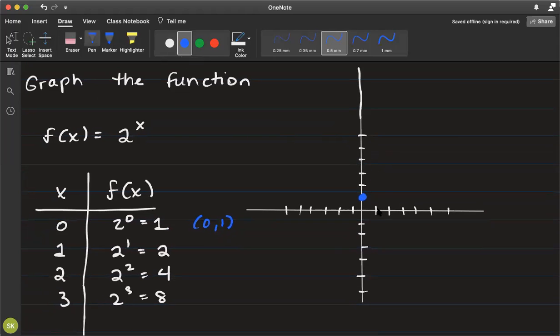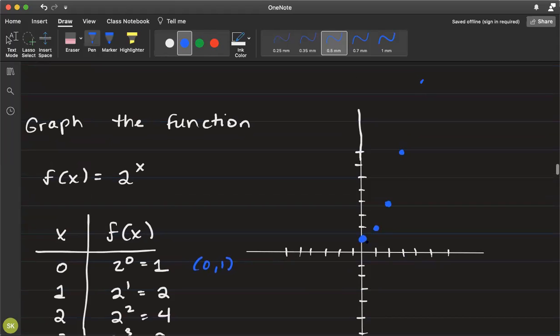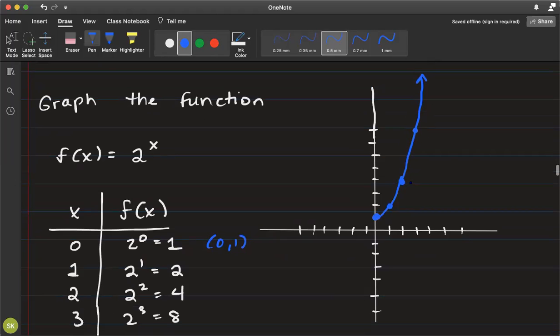Okay, so when we plugged in 1, we got 2. And then when we plugged in 2, we got 4. And then when we plugged in 3, we get 5, 6, 7, 8. And then if you plug in 4, you're going to get 2 to the 4th, which is 16, which is going to be way up here somewhere. So you can see that the graph is going to look something like this, at least on this side.